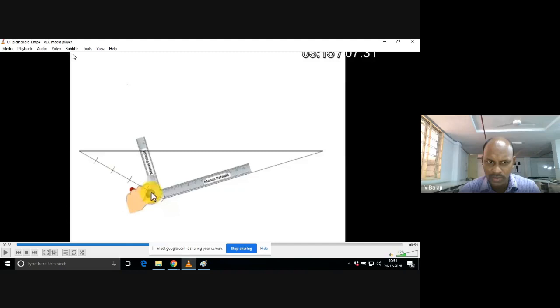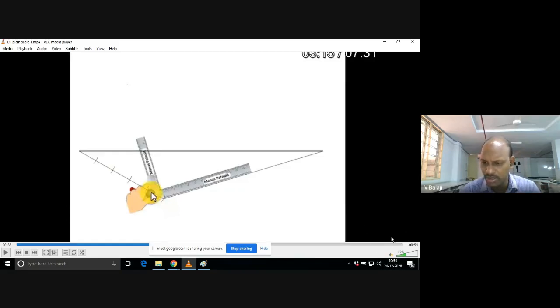And the mini drafter frame you need to fix to the drawing board at the top left corner. That frame you have to fix somewhere here, and then you can move the drafter anywhere on the drawing sheet. You are free to move the drafter anywhere on the drawing sheet. And importantly, you fix the drawing sheet at the right hand side down corner, somewhere at the down corner.